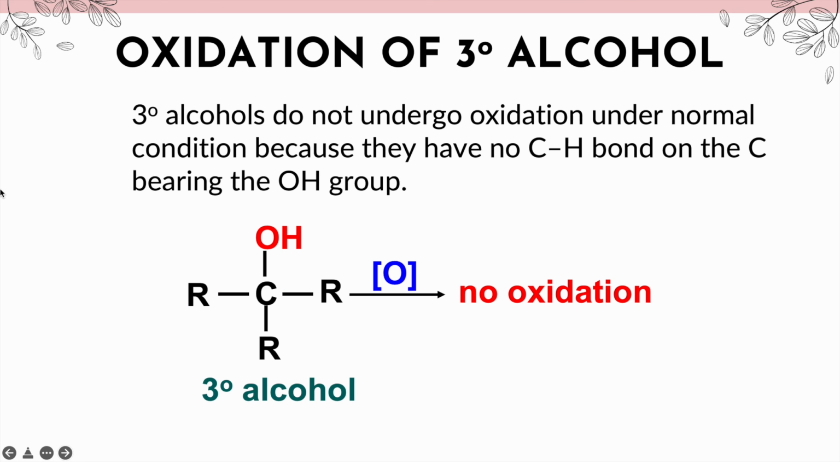Tertiary alcohols do not undergo oxidation under normal conditions because they do not have a C single bond H on the carbon that has OH. If you look at here, this carbon that is attached to OH does not have hydrogen. So that's why it cannot undergo oxidation. This is tertiary alcohol with oxidizing agent, no oxidation. This is the reason, because the carbon that is attached to OH does not have hydrogen attached to it.